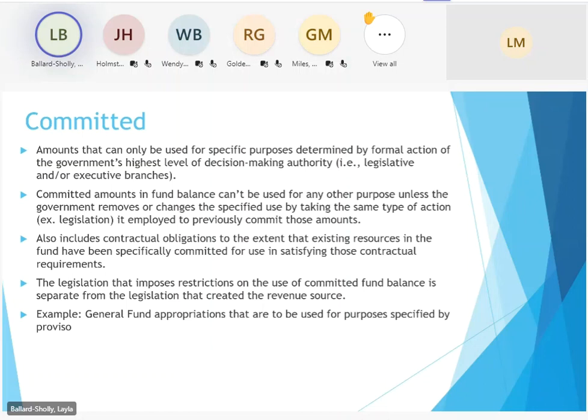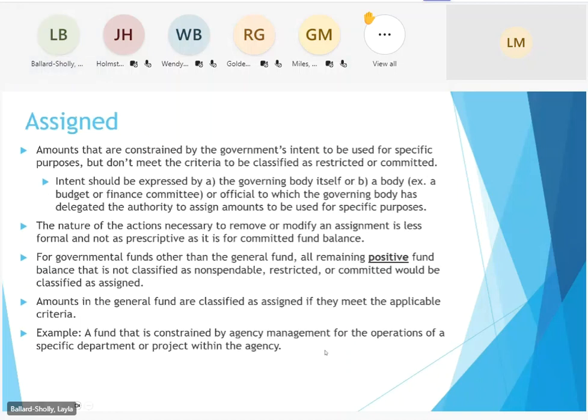I think restricted, you can't really redeploy the resources like you can with committed, even though it does require formal action to do so. Then you have assigned amounts that are constrained by the government's intent to be used for specific purposes, but they don't meet the criteria to be classified as restricted or committed. So this is kind of a catch-all: it does have a purpose, but it's not restricted or committed, basically.